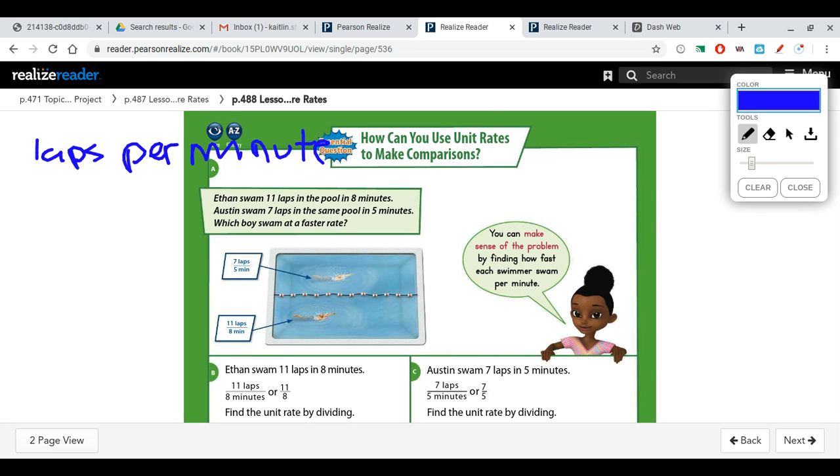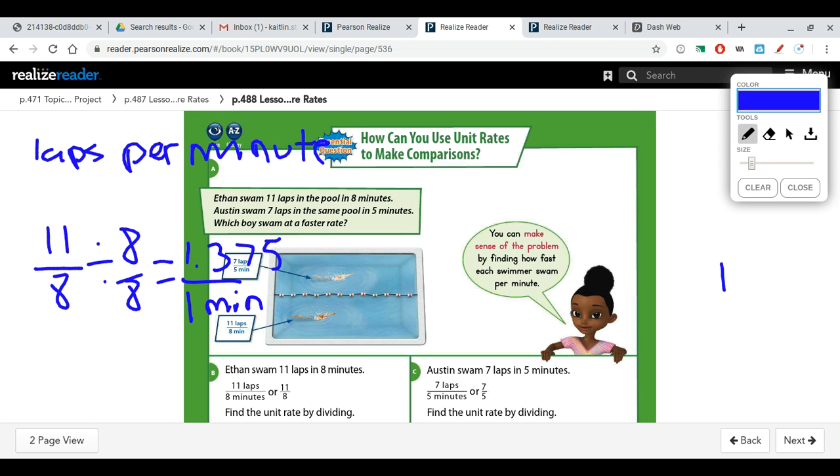So I have 11 laps in 8 minutes, so I need to divide both by 8. When I divide both by 8, I end up with 1 minute. Then I need to see what 11 divided by 8 is going to be, and 11 divided by 8 is going to be 1.375. So what I need to do is divide it out into a decimal.